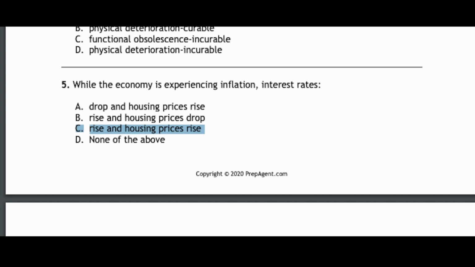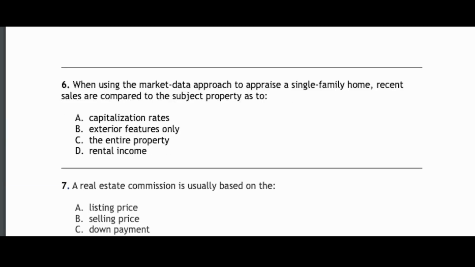During inflationary periods, interest rates and housing prices usually rise. Inflation measures the rate at which the average price of things like interest rates and houses increases over a period of time. When inflation occurs, it causes a decrease in the purchasing power of money. So borrowers must spend more to borrow the same amount of money. Let's move on. Number 6.